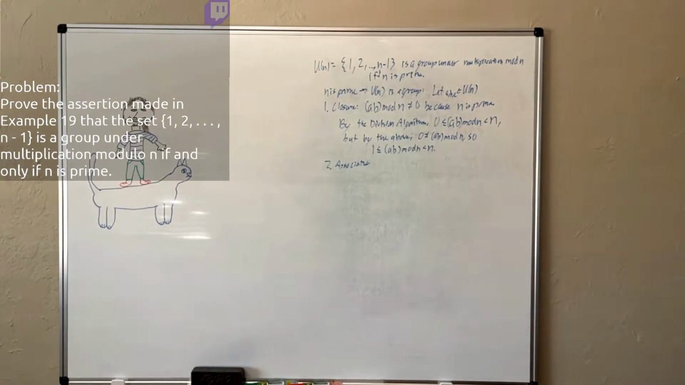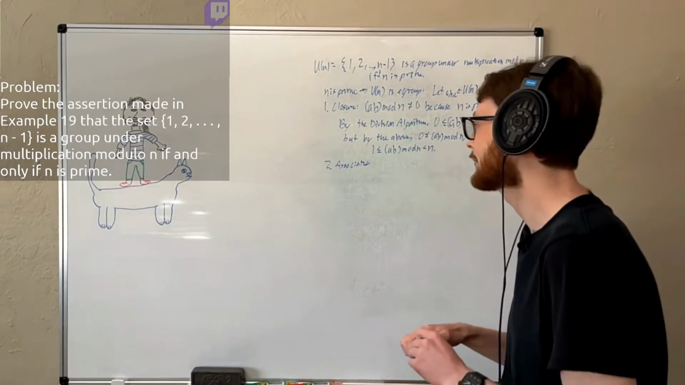I guess for associativity, we're going to need 3 elements. How deep do I have to go to prove associativity?